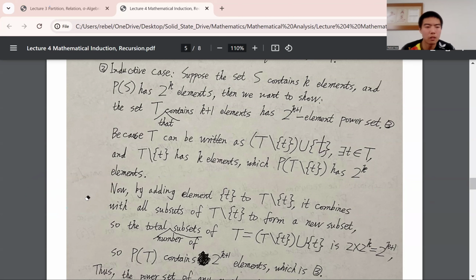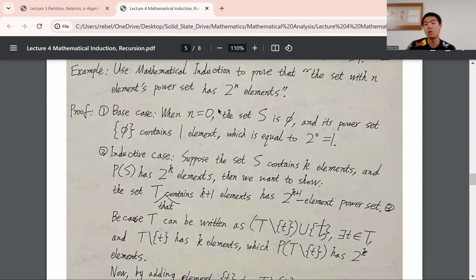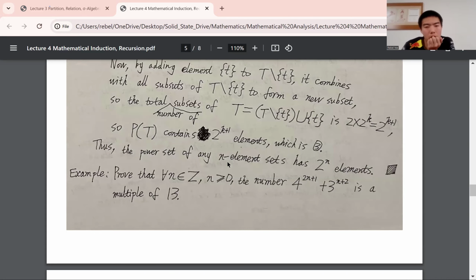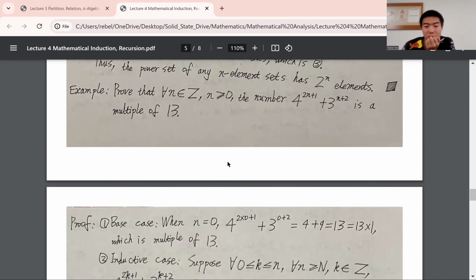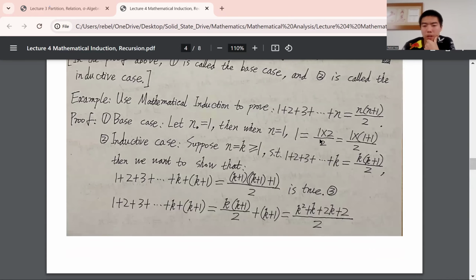So if you are done with these 2 parts, you show that for all of the n elements there are 2 to the power of n subsets by mathematical induction, because we set n0 to be 0, and this n can be for all n greater than or equal to 0. Okay, and let's talk about one more example. This one is very similar to the previous one. It's using numbers to prove it, but with a different strategy. We'll see it.